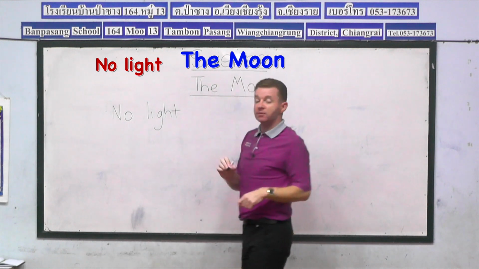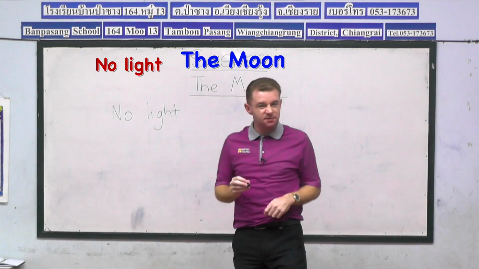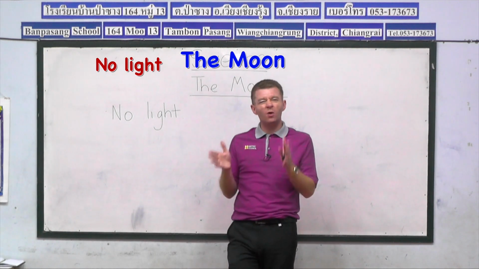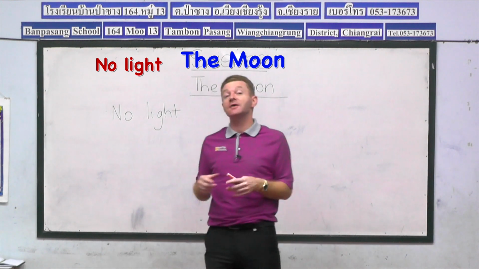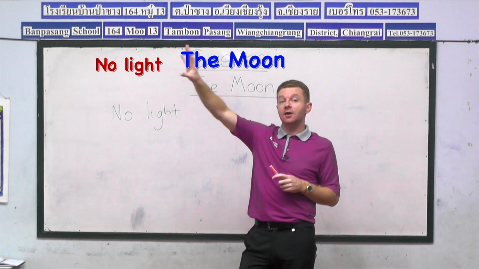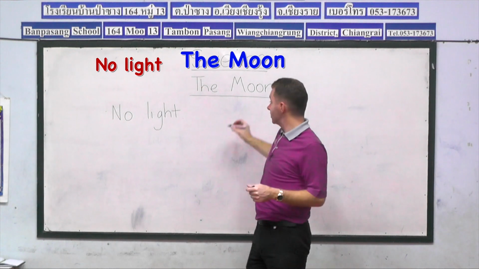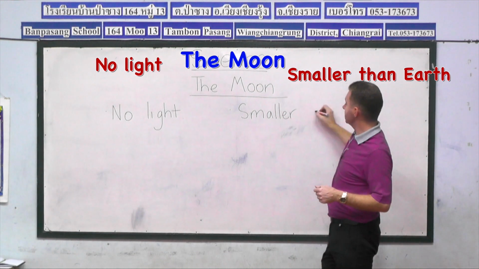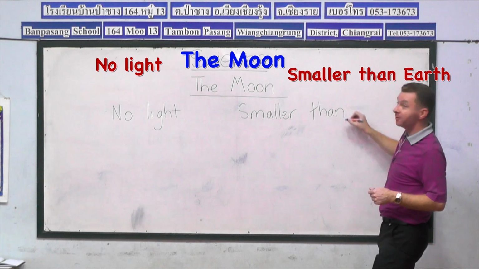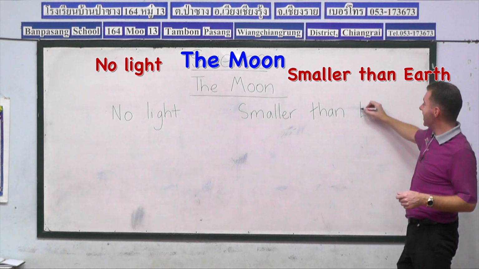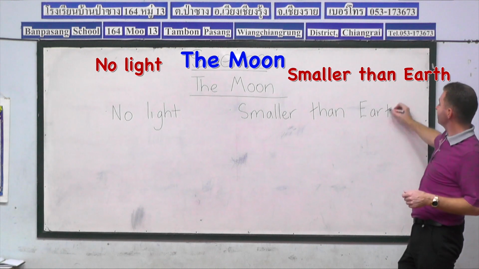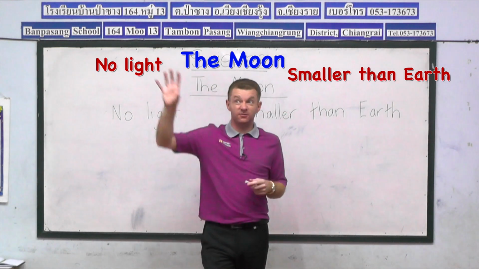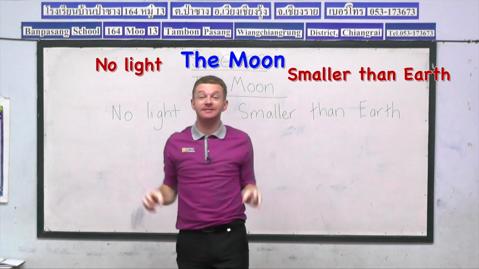Now who can remember some other facts that we learned? Yes, the moon is smaller than Earth. The moon is about between 1/10 and 1/15 the size of the Earth. And when we look in the sky, we can see it. So the moon is definitely smaller than Earth. Smaller. And then who can remember, how do we spell planet Earth? E-A-R-T-H.